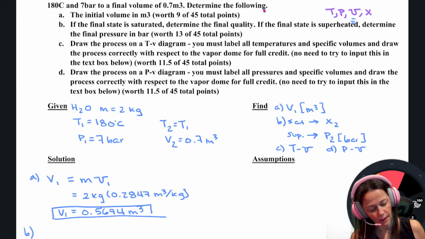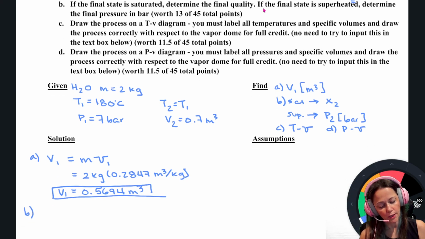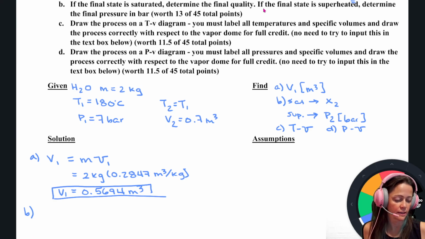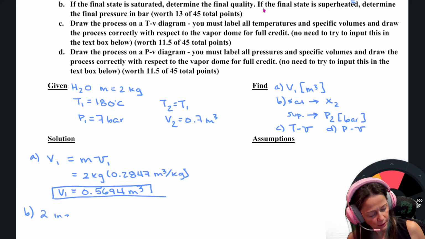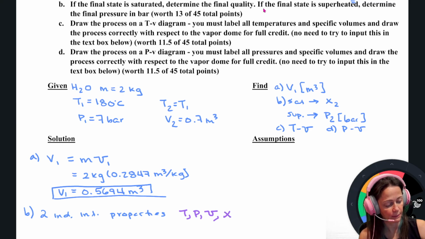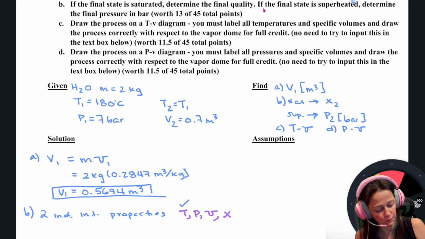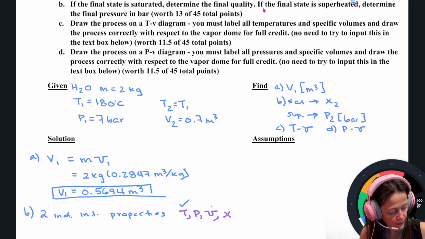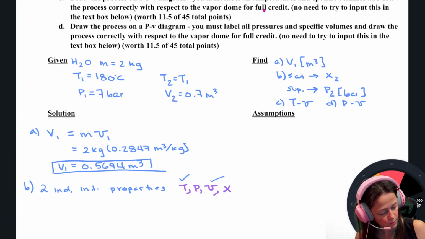Right. And now we've got the second part. They're telling us if it's saturated, get this. If it's superheated, get this. So I do need to figure out, is it saturated or is it superheated? So I need two independent intensive properties. And remember the list I have: temperature, pressure, quality, or I'm sorry, specific volume, and if it's applicable, quality. So I know temperature, and the other property that I could probably get a hold of at state 2 is going to be my specific volume. So let's go ahead and get that.